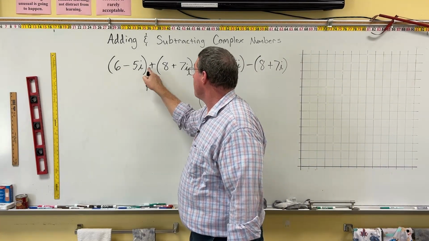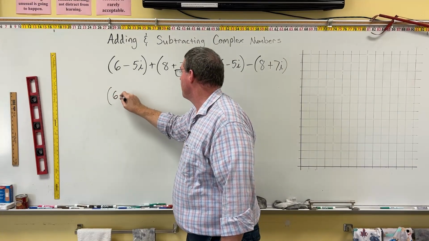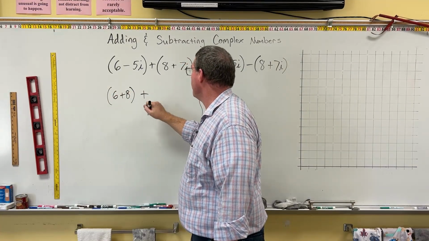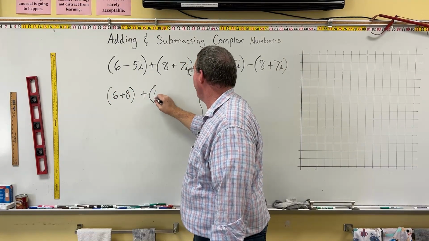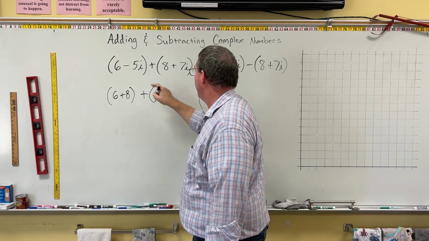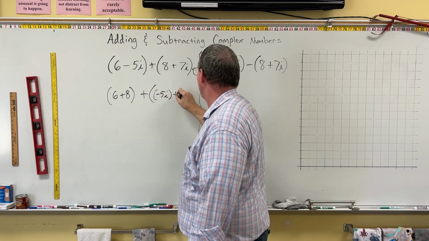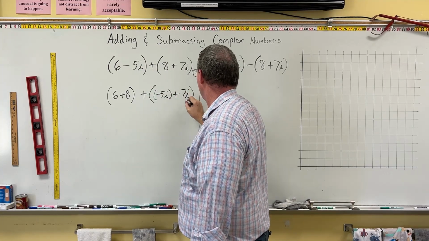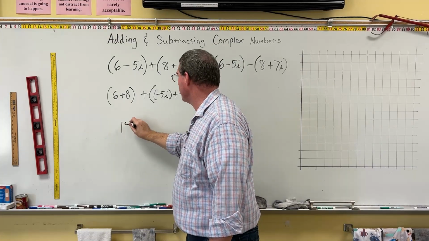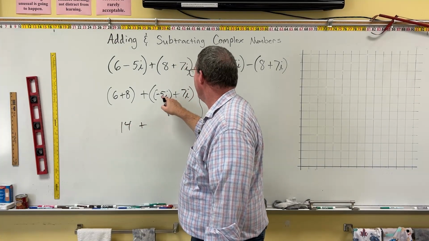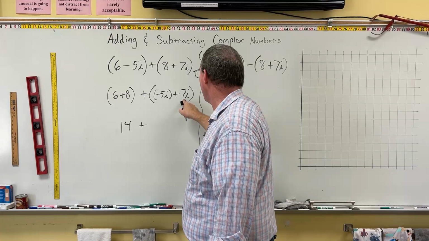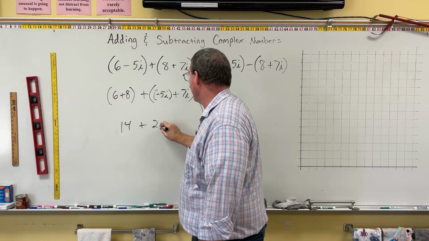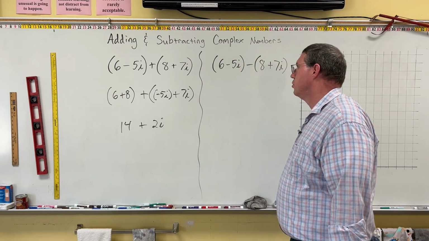So we're going to do 6 plus 8, plus negative 5i, plus 7i. Okay? 6 plus 8 is 14, plus negative 5i plus 7i is 2i. And so we wind up with 14 plus 2i.